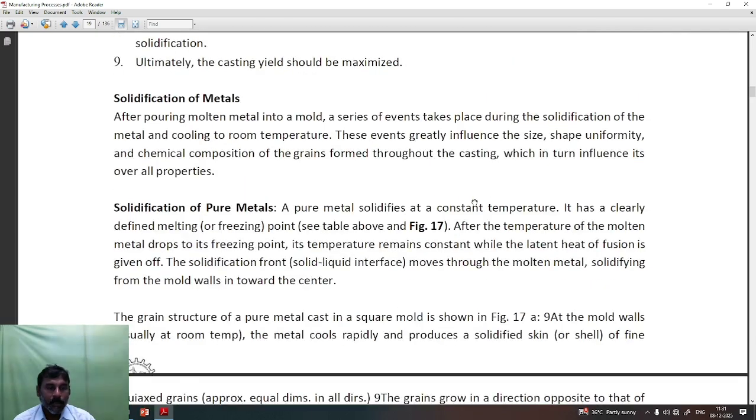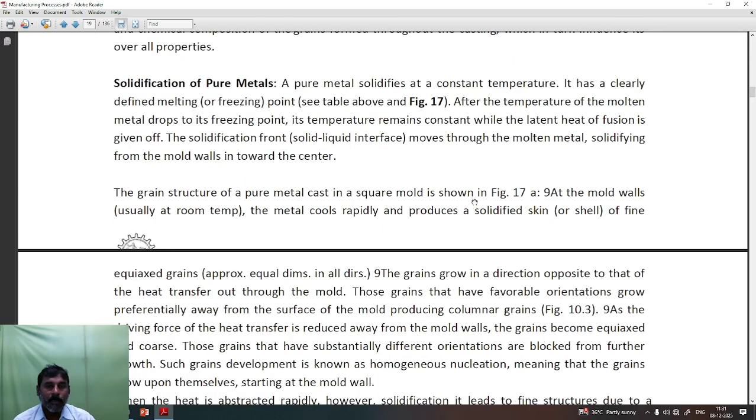Solidification. So solidification of pure metals. A pure metal solidifies at a constant temperature. It has a clearly defined melting point. After the temperature of the molten metal drops to its freezing point, its temperature remains constant while the latent heat of fusion is given off. The solidification moves through the molten metal, solidifying from the mold walls in toward the center.